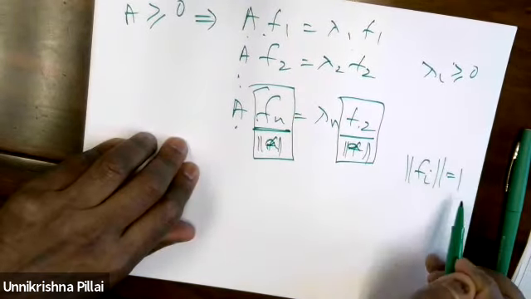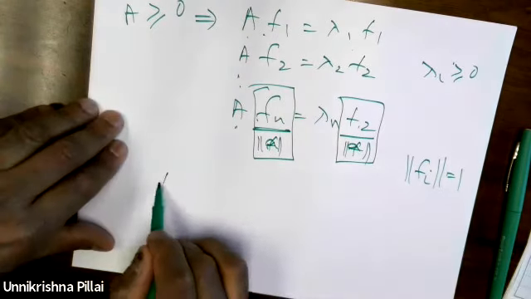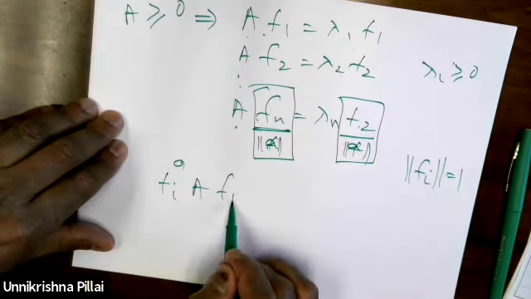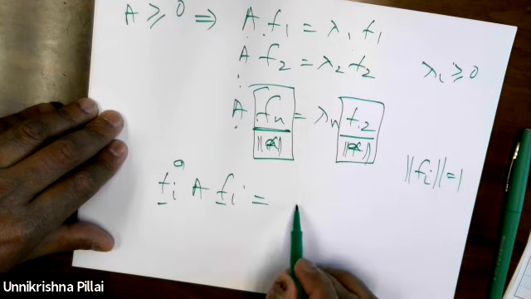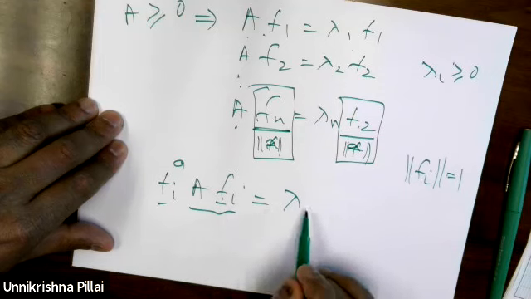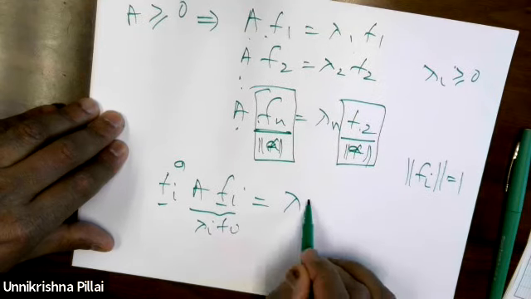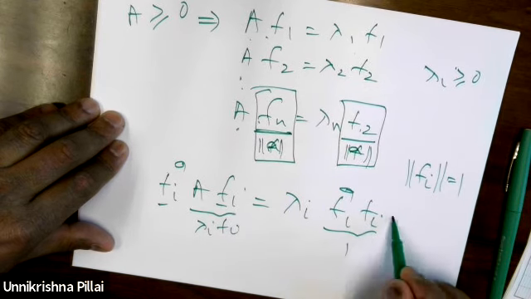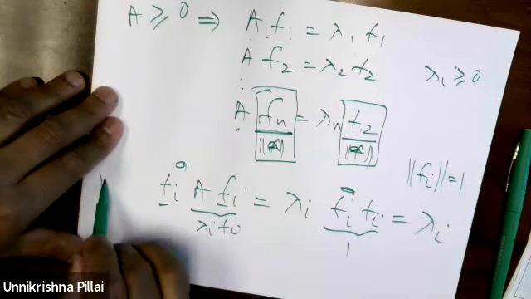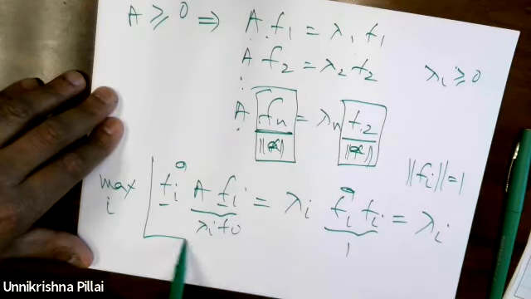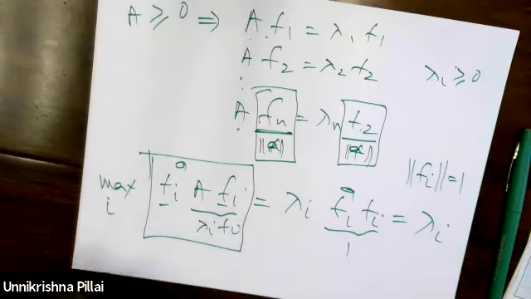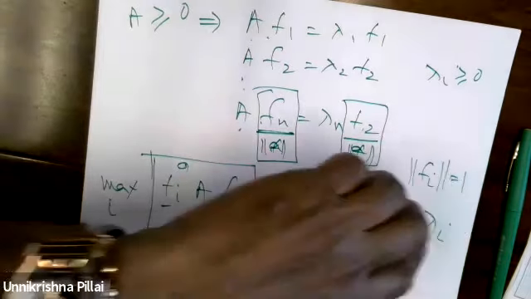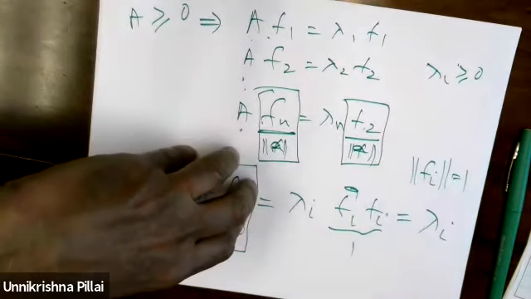There is no problem. And then look at it. Let me do F transpose A Fi. Fi is one of the eigenvectors, so A Fi is lambda i Fi. So I get lambda i Fi transpose Fi. But this is unit length. We just said this. So this is simply lambda i. So how do I maximize this quantity? Anybody? I want to maximize this. Which eigenvector should I choose? This quantity is equal to lambda i. So which eigenvector should I choose to maximize this quantity? The maximum of the eigenvalue.